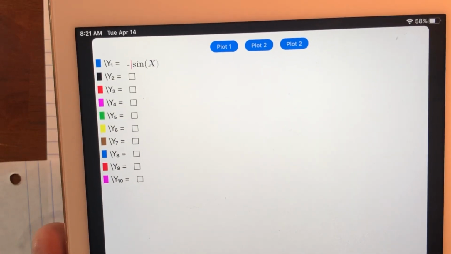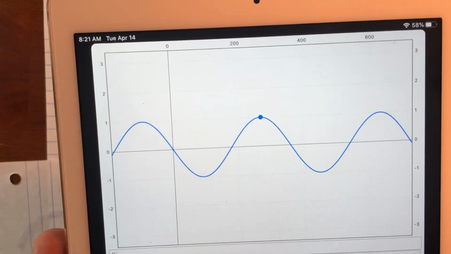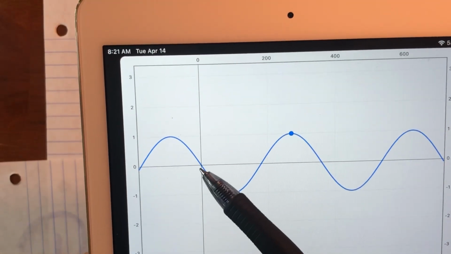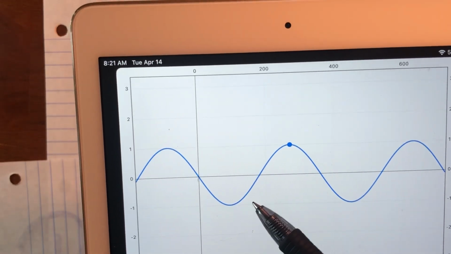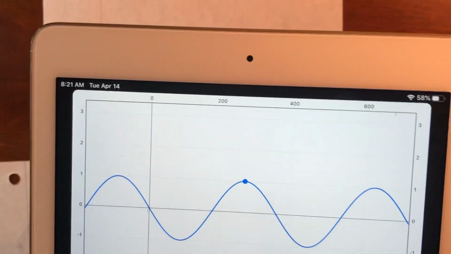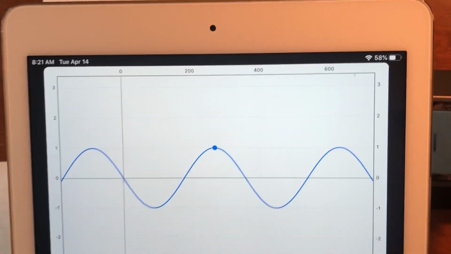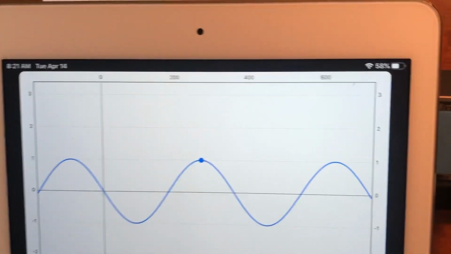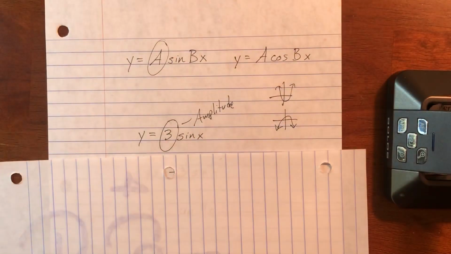Well, remember, sine of x goes up. Now what happened? Instead of going up, it goes down. So if there happens to be a negative in front of that, that just means your graph has flipped, just like it did with parabolas. Okay? All right, let's try another one.